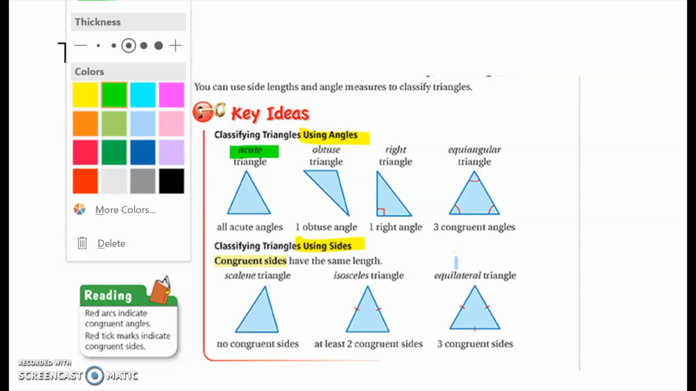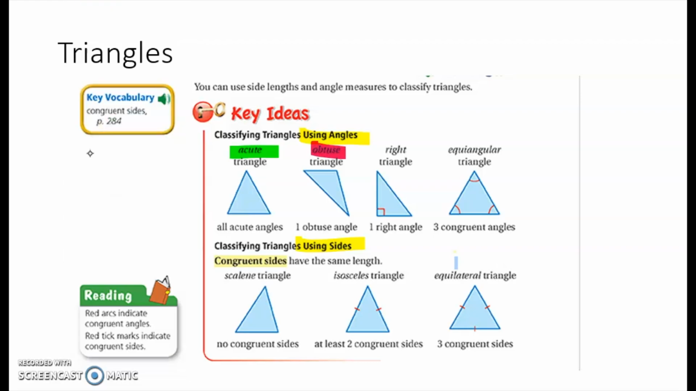The next name that we could give a triangle would be obtuse. Obtuse would be when one of the angles is larger than 90 degrees. So we can see this angle right up here that I've colored in red. That's a large obtuse angle. It's more than 90 degrees. So we would call that an obtuse triangle.